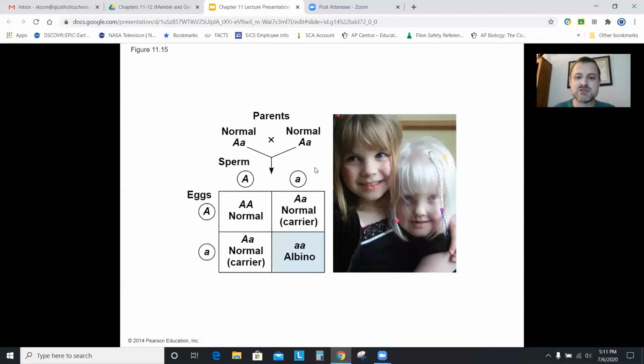This shows a Punnett square for albinism. Both of these parents are carriers for albinism. That offspring's fine, that one's fine, that one's fine. This one is an albino. So this is a 3-to-1 ratio. Both parents are heterozygous, so it's 3-to-1 normal to, in this case, albino.